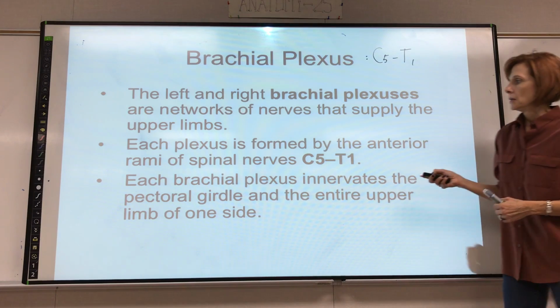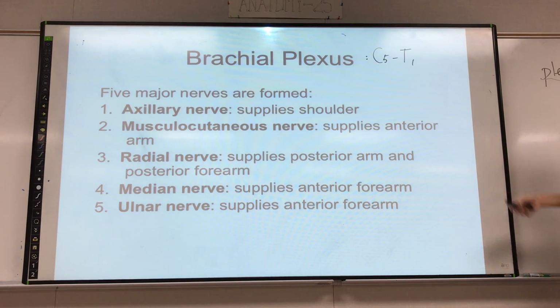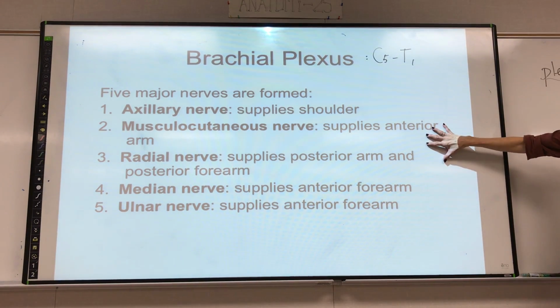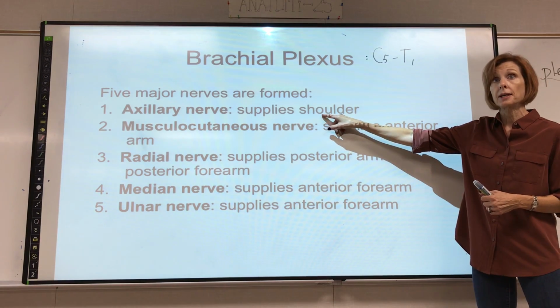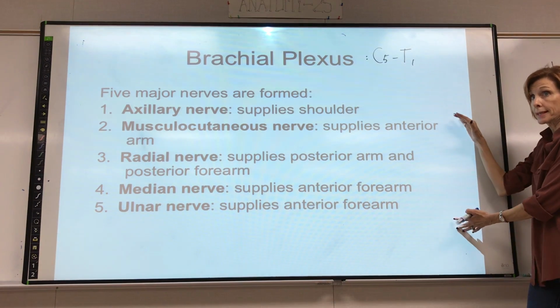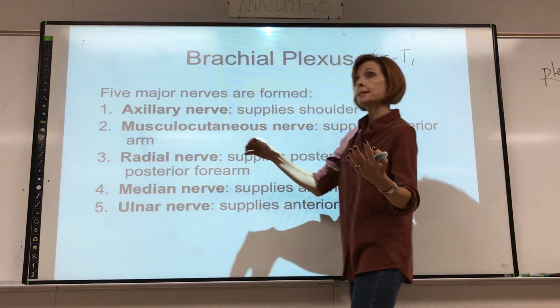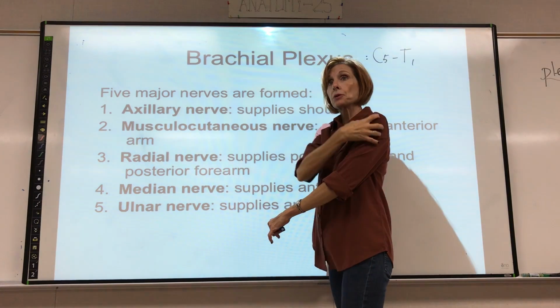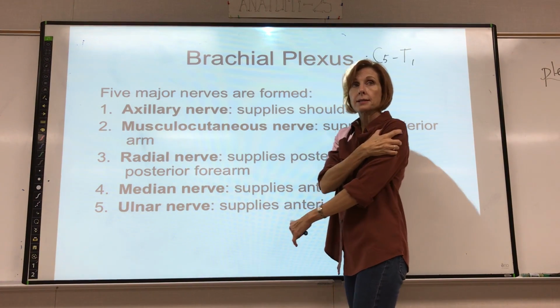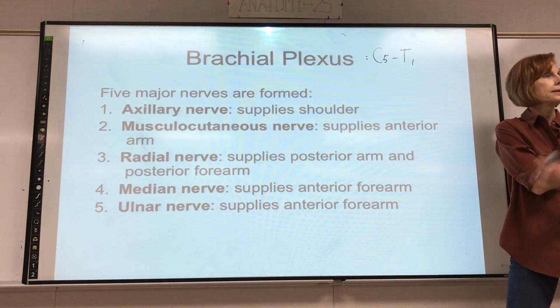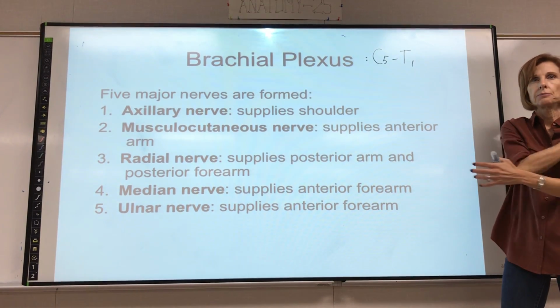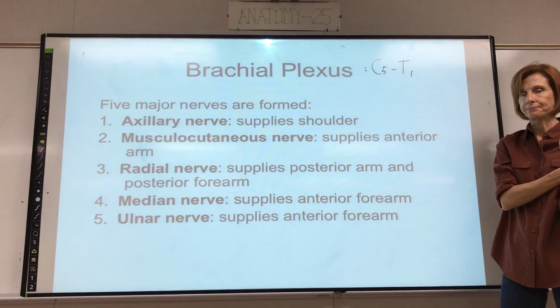So again, these are the nerves that come out of this plexus, and I would like you to just know the general area that they supply. So just what it says here. Okay, so for instance, the axillary nerve comes over toward the shoulder, and it supplies the shoulder area. So this would be the nerve that supplies the deltoid muscle, for instance.